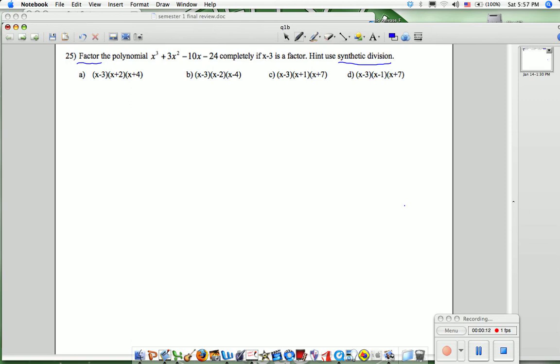Okay, so for synthetic division, first of all, they ask us to factor completely. If x minus 3 is a factor, why is it using the word if? Let's see if we can answer that question when we're done. So for synthetic division, you have to go up with a bracket, start it off like that.